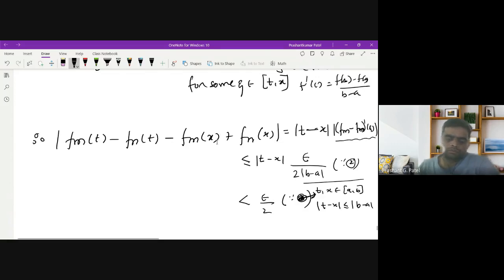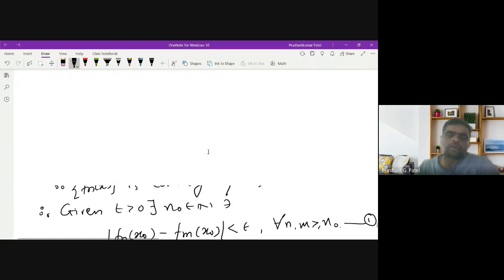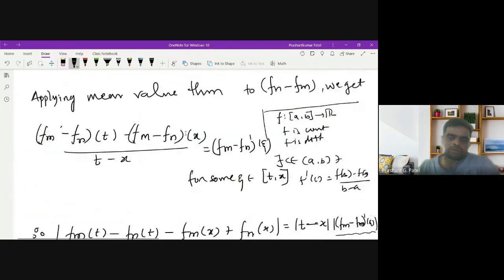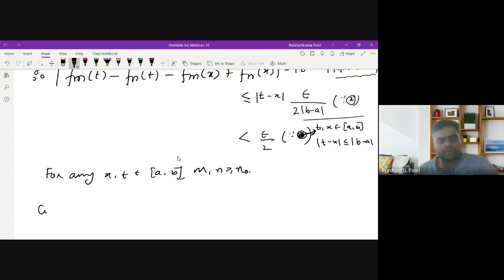Now, the first objective is to prove that f_n is uniformly convergent. That is the first statement we have to prove, that is, f_n converges uniformly. So actually we have done this work to prove that one. Now for any x and t belonging to [a, b] and m and n greater than or equal to n0, we'll start with |f_n(x) - f_m(x)|.